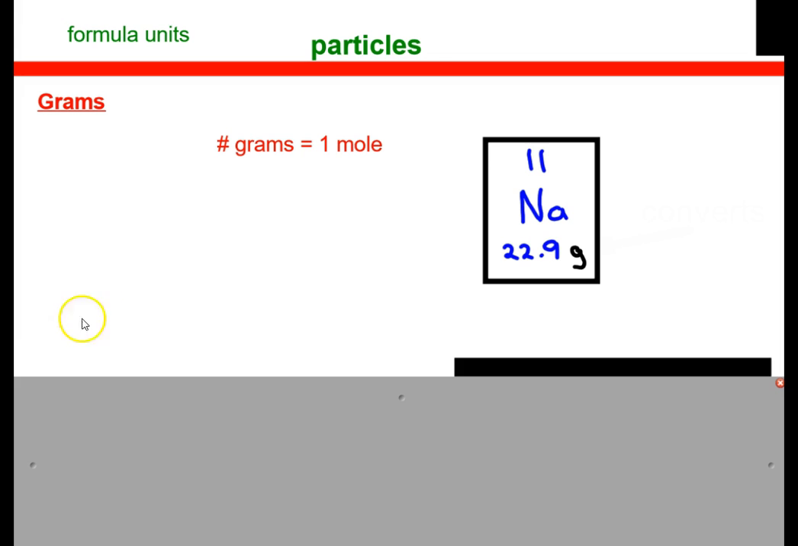So, what does the converting? That guy. The guy at the bottom, that's the number of grams that equals 1 mole.